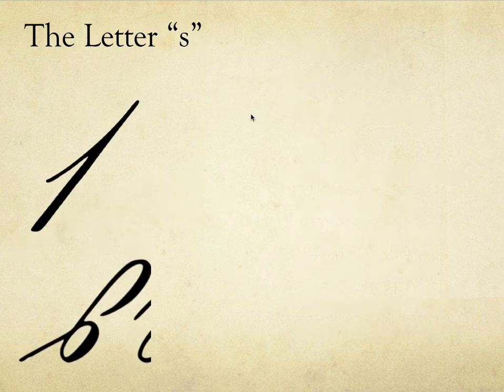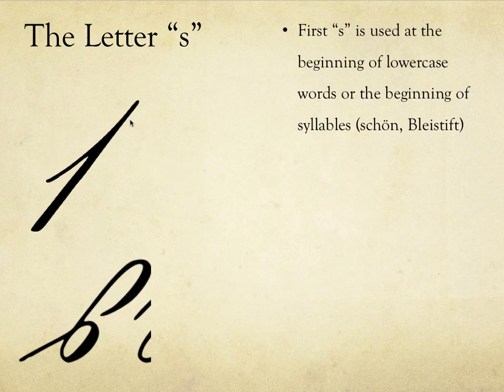Now S is a little bit complicated because there are actually 3 different ways to write this letter. One of the ways is a capital S, which we'll talk about in the capital lesson, but these 2 ways are our lowercase s. This S is just a straight slanted line, and it's used at the beginning of lowercase words or the beginning of syllables. So for example, one lowercase word in German that starts with an S is schön, which means beautiful. Since it's a lowercase word, we'd use this S.